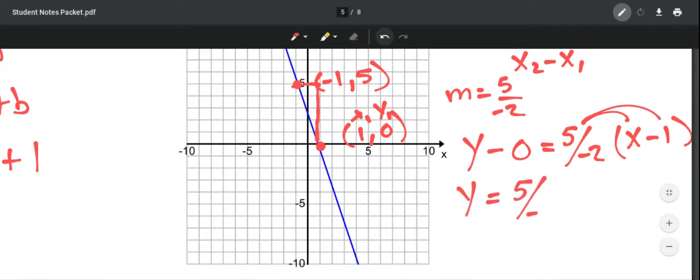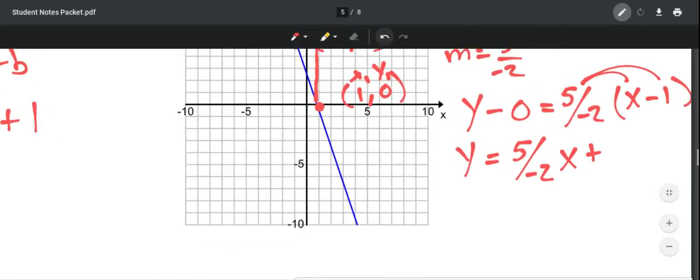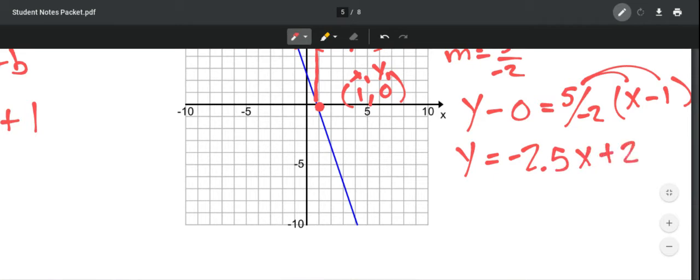So 5 over negative 2 x. And then negative times a negative is a positive. 5 over 2. It might be easier to work with decimals instead of fractions. So 5 divided by 2 is 2.5. So negative 2.5 x and then plus 2.5.